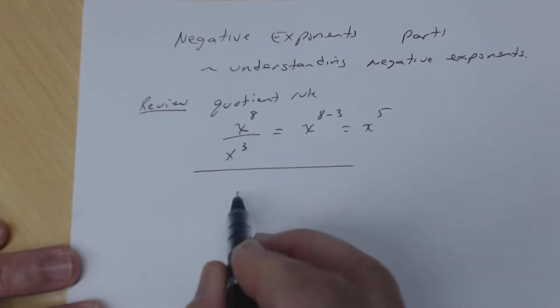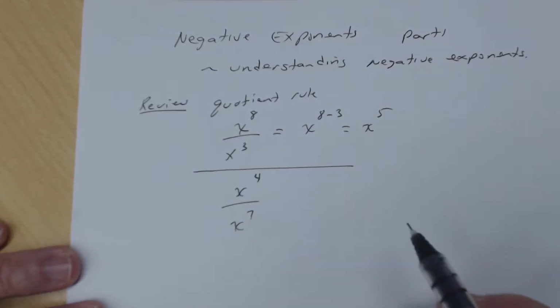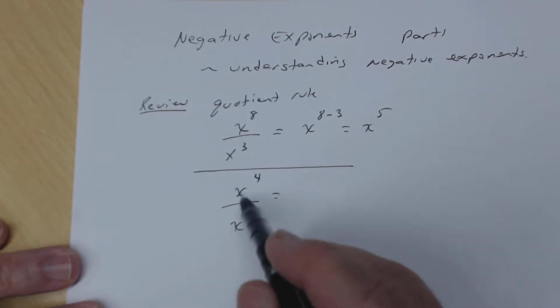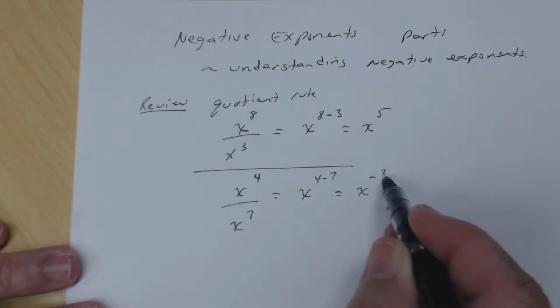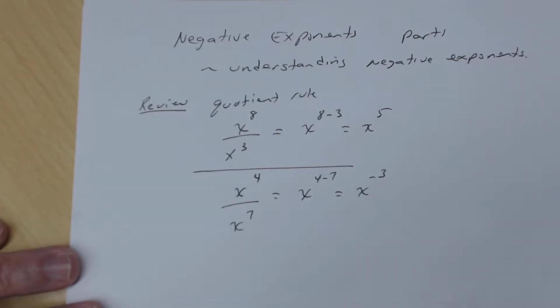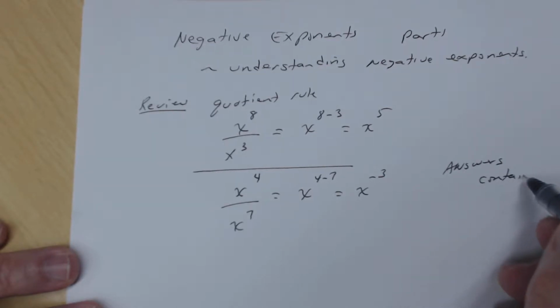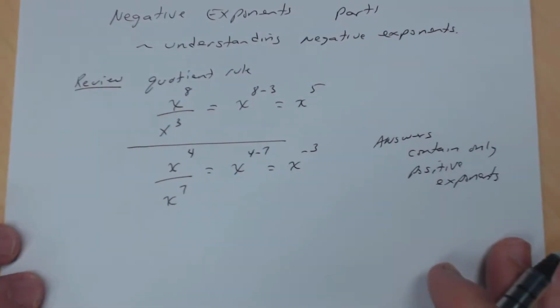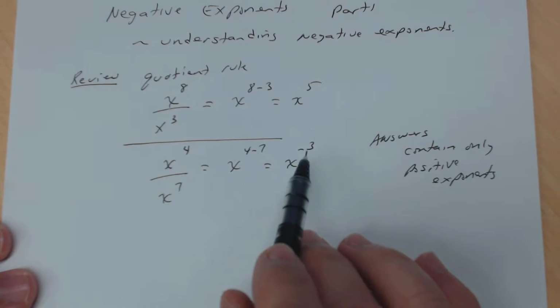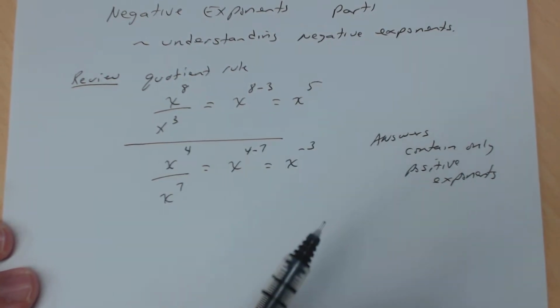Now if I had x to the 4th power divided by x to the 7th power, that would mean the same idea using the quotient rule. You would say x to the 4 minus 7, and this time I get x to the negative 3rd. Now, as we go through this lesson, we want to make sure that our answers contain no negative exponents, only positive exponents. So we've got to determine how we're going to rewrite this so that it doesn't have a negative exponent. That's going to be the goal for part one.